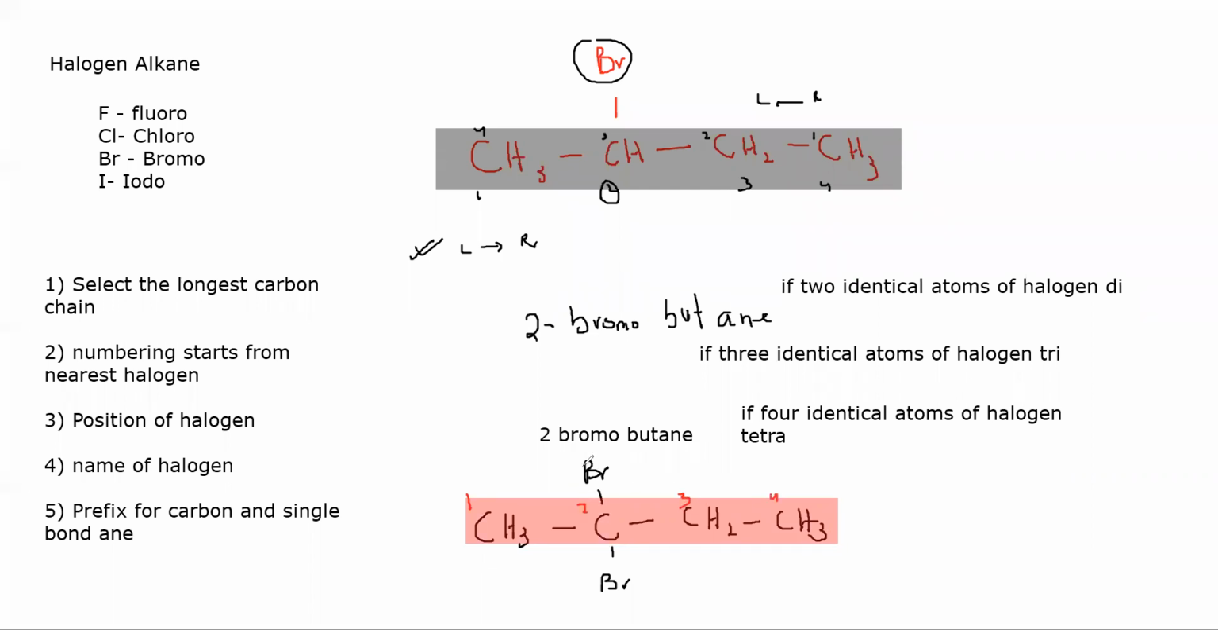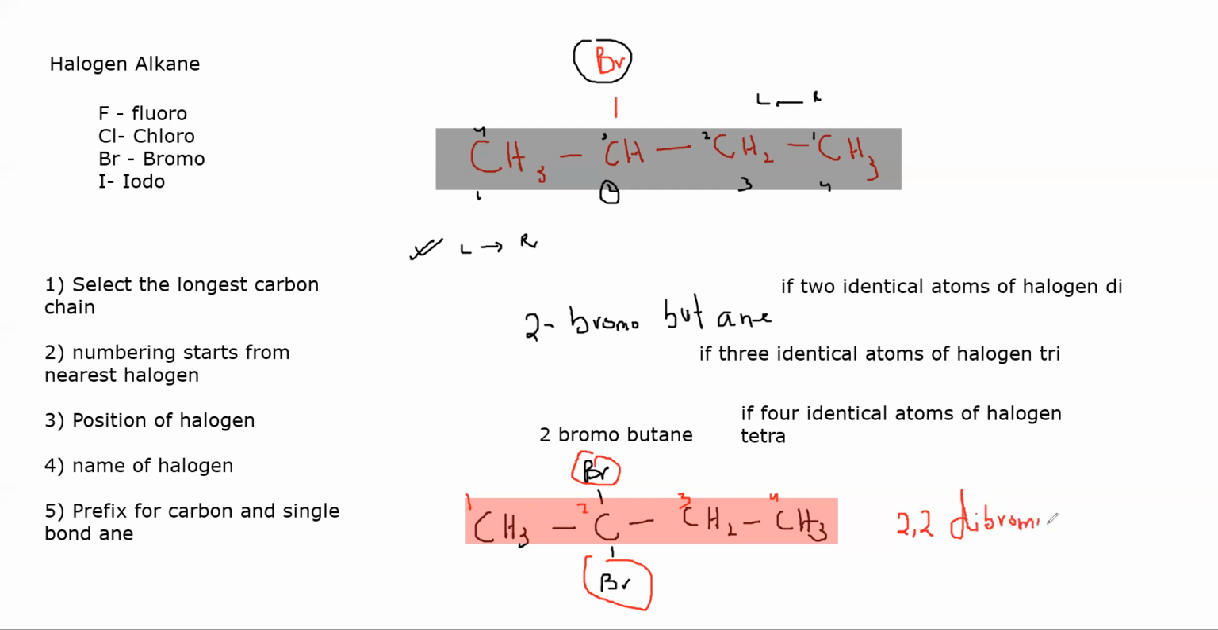So I have bromine attached to the second carbon. And how many bromines are attached? 2 bromine atoms are attached. So first this 2 is the position of the bromine. The first 2 is for the position of the first bromine, and the second 2 is the position of the second bromine. So the number 2 is representing a position. 2,2 means there are 2 bromines, both attached to the second carbon. Because there are 2 bromines, I will use the term di. I will say dibromo.